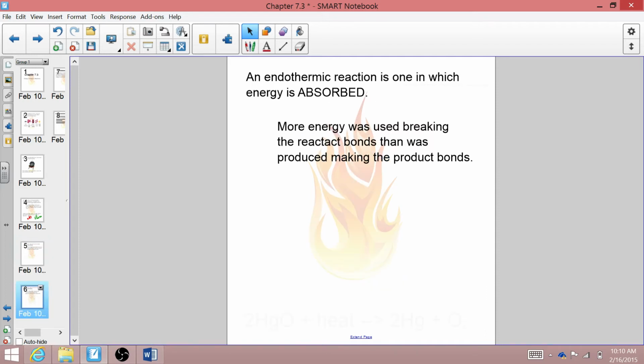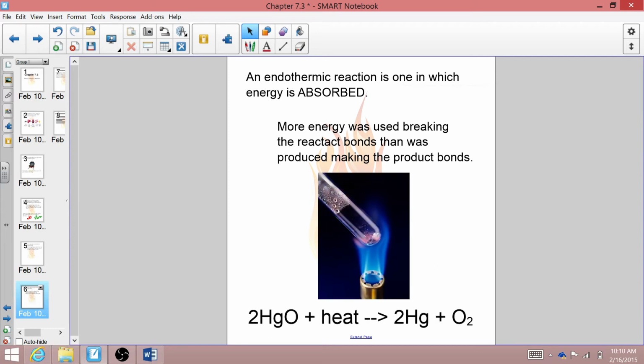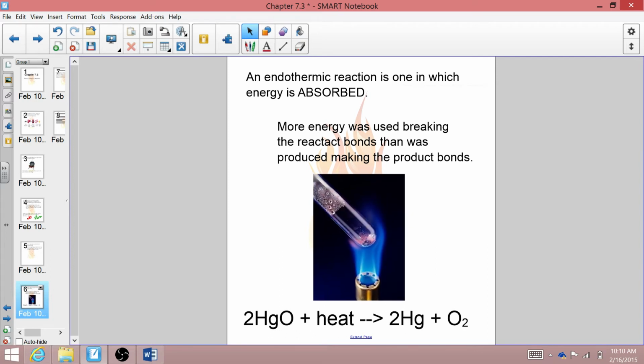The opposite of this is an endothermic chemical reaction, and this is where energy is absorbed. So an example of this is when we have to put in more energy to break our reactant bonds than we get in the end. An example of this is when we decompose mercury oxide. So if we have mercury oxide and we want to make mercury and oxygen gas, we want this compound to separate into its two constituent parts, we actually have to put in a lot of heat.